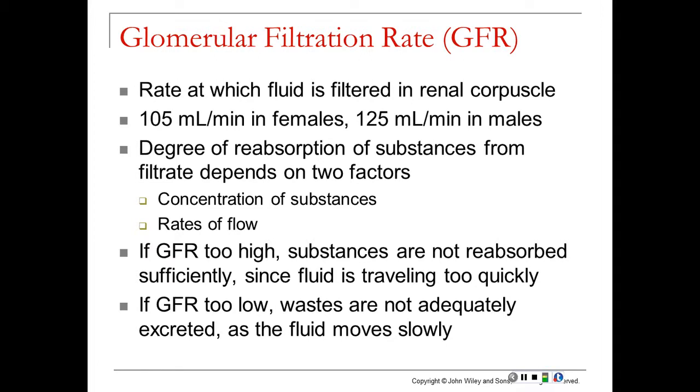The degree of reabsorption of substances from the filtrate is going to depend on two factors: the concentration of those substances as well as the rate of the flow. So if the glomerular filtration rate is too high, those substances aren't going to be reabsorbed because the fluid's traveling too quickly. If the glomerular filtration rate is too low, wastes are not being adequately excreted because the fluid's moving too slowly. It's being reabsorbed at a much higher rate because that rate of movement is so slow. So ultimately, the rate at which the fluid is filtered is this GFR.